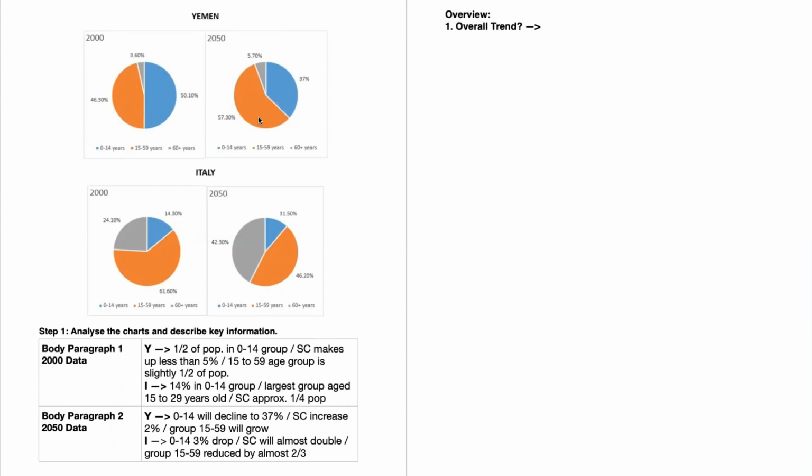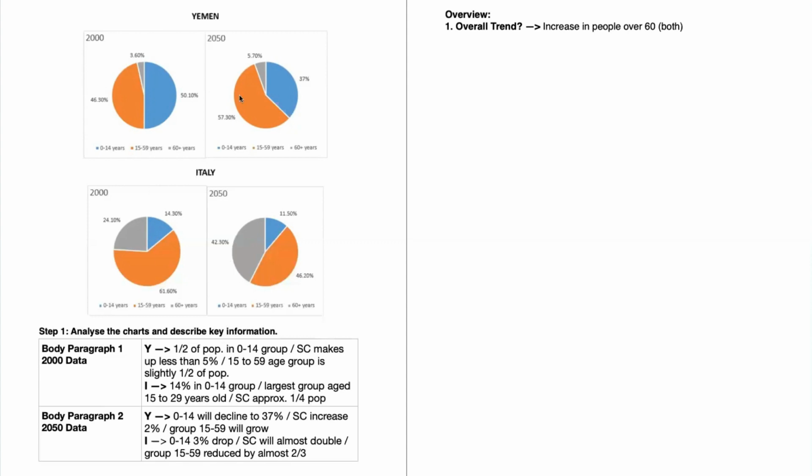And you'll see that there are increases from 2000 to 2050 in both Yemen and Italy. And that is something that is true in all cases. This is definitely a trend because the percentage is going to become higher overall for the senior citizens. So let's make a note of that. I'm just going to write increase in people over 60, and I'll put both, and that means for both countries.